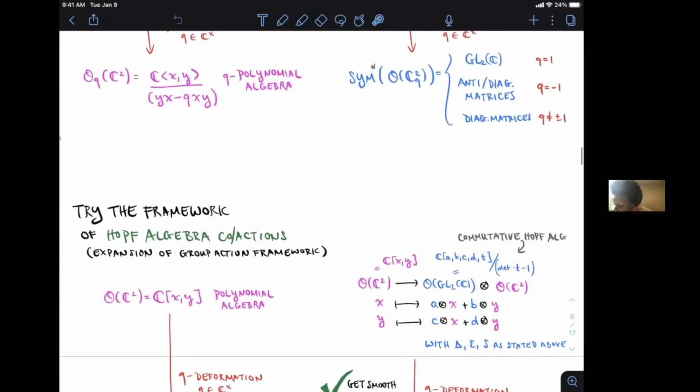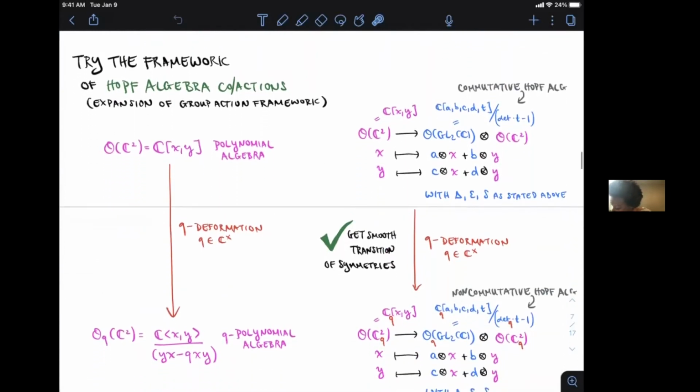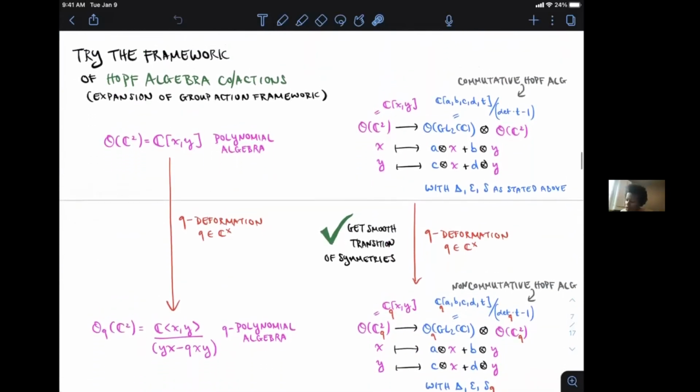Let's study this now with Hopf coactions. Everything's going to check out nicely. So now I have, again, my polynomial algebra. I take a Q deformation of it, and instead of using group actions, I'm going to use coactions of commutative Hopf algebras. Before, I had a GL2C action over here. Now I get a coaction of the coordinate algebra of GL2C over here. So this is the example that we had before. It's a nice coaction of a commutative Hopf algebra on this polynomial algebra.